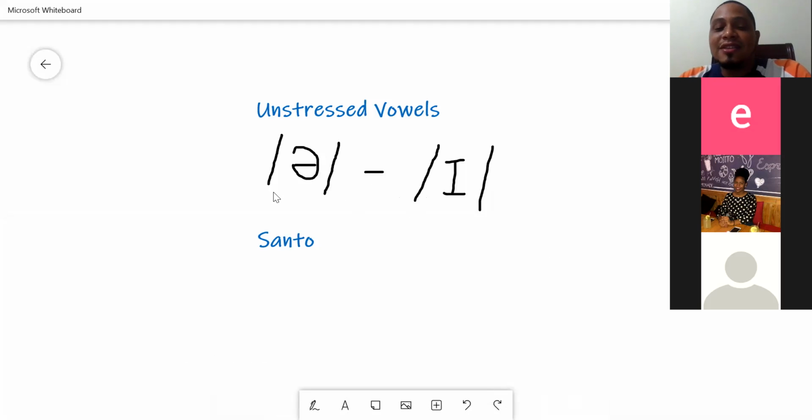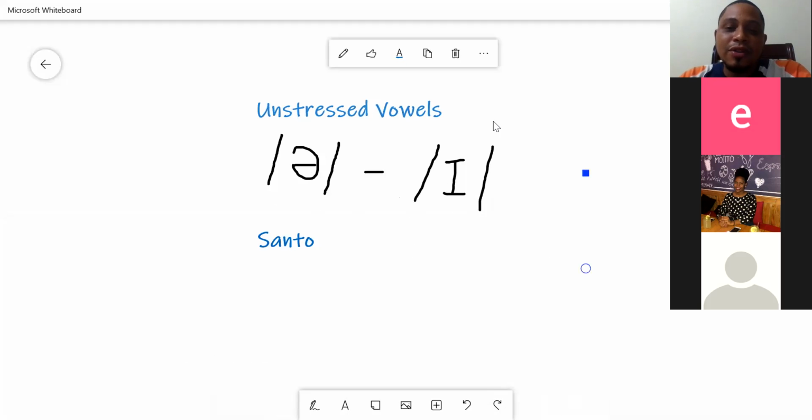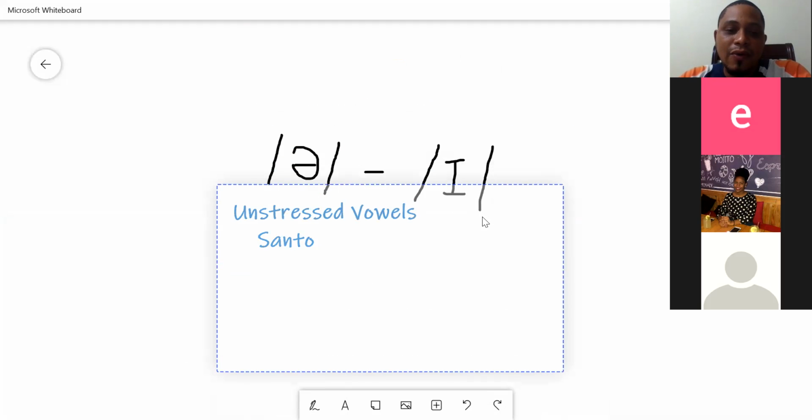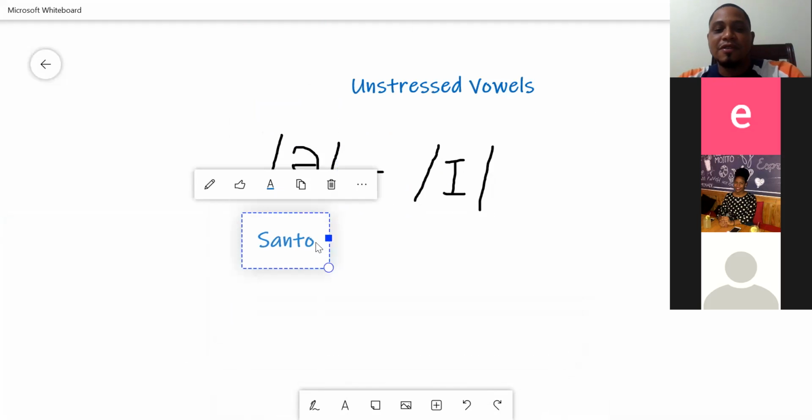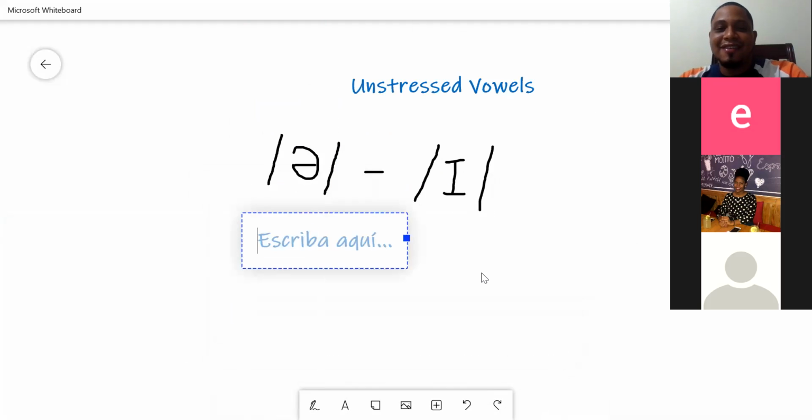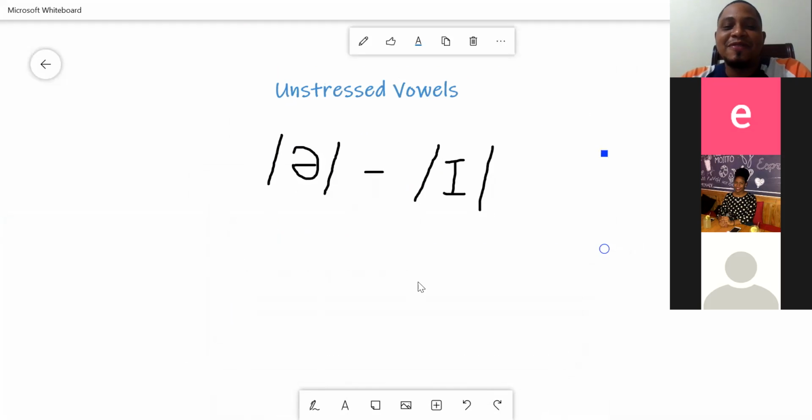So these are the main two unstressed vowels that we have in here, okay? And now, when do you use them? Oh, no, that's for that one. Hold on. This is for this one. I got it. Sorry about that. I was looking for it.